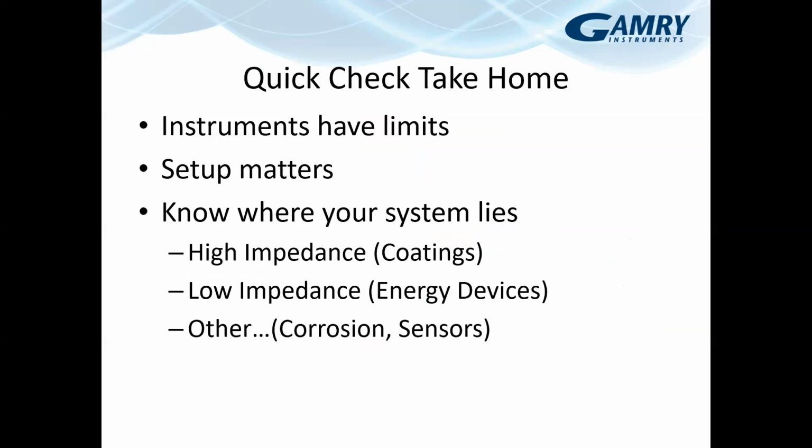Right. So the take home from that quick check is that all impedance systems are going to have limits. The setup matters, and you need to know where your system lies. So if you're doing coatings, you've got high impedance. If you're doing energy devices, batteries, and fuel cells, you're at low impedance. Corrosion can be all over the place. Some corrosion samples are incredibly high impedance. They're basically oxide film coatings that are at the same type of high impedance as barrier coatings. Other corrosion samples are very large. They're in sulfuric acid, larger sample sizes, and they can be less than an ohm worth of corrosion resistance.